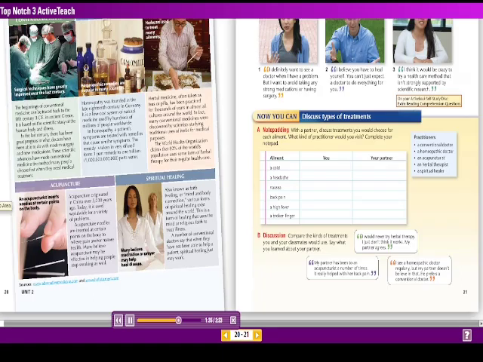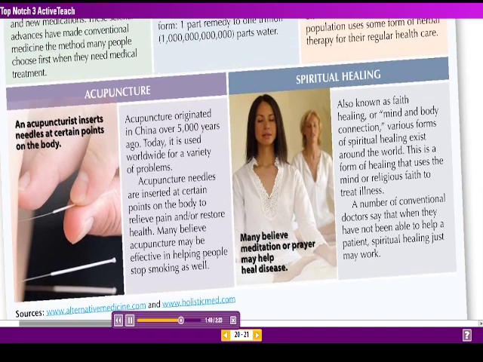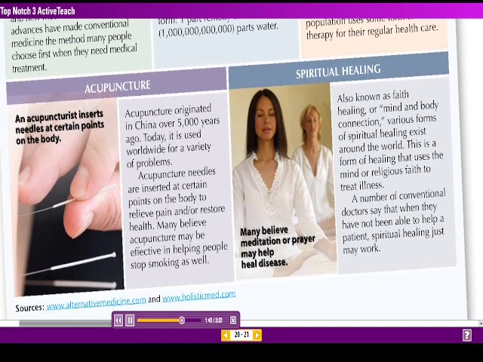Acupuncture. Acupuncture originated in China over 5,000 years ago. Today, it is used worldwide for a variety of problems. Acupuncture needles are inserted at certain points on the body to relieve pain and/or restore health. Many believe acupuncture may be effective in helping people stop smoking as well.